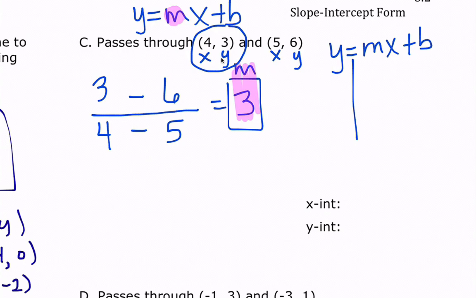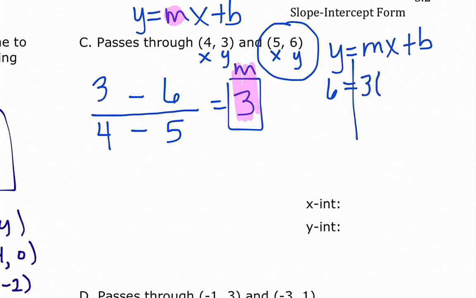So instead of y, I'm going to replace y with 3. Actually, scratch that. Let's use this point because I don't want to get confused. My y, let's use y as 6. Like I said, it doesn't matter, so we could use either one. M, my slope, we said was 3. X, we're going to replace with 5. I use parentheses because when variables touch, that means multiply, so 3 times 5. And we don't know b, so I'm going to leave it as plus b.